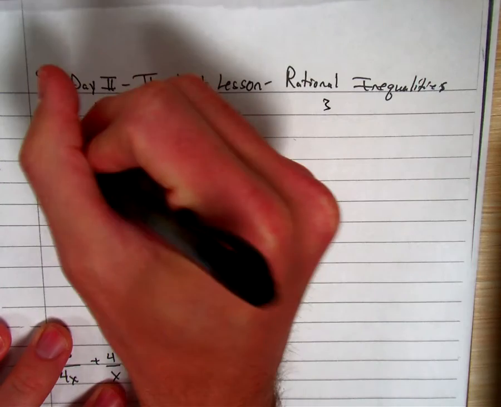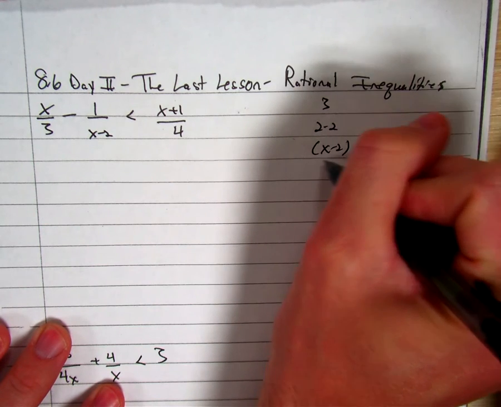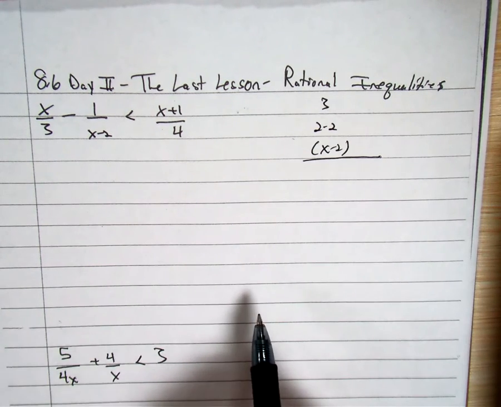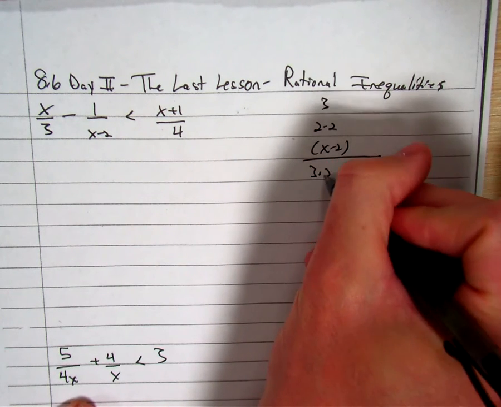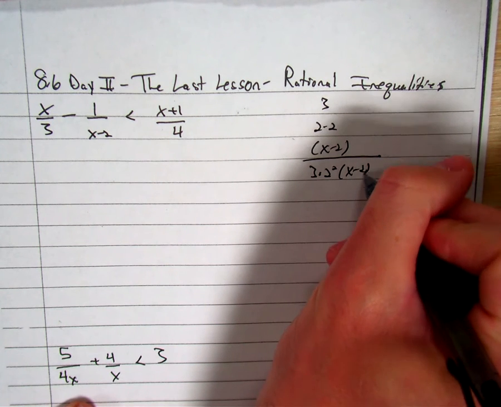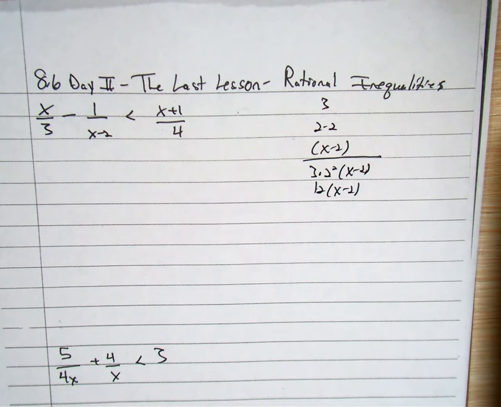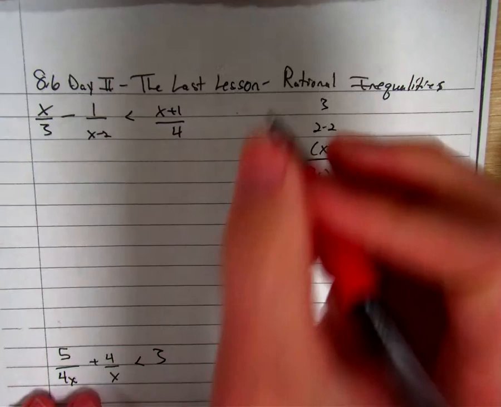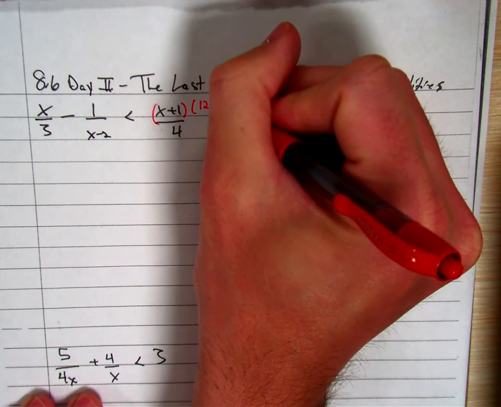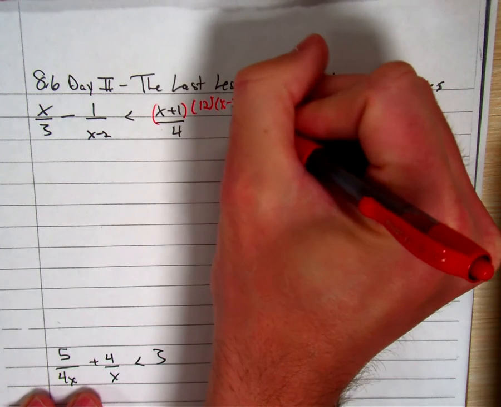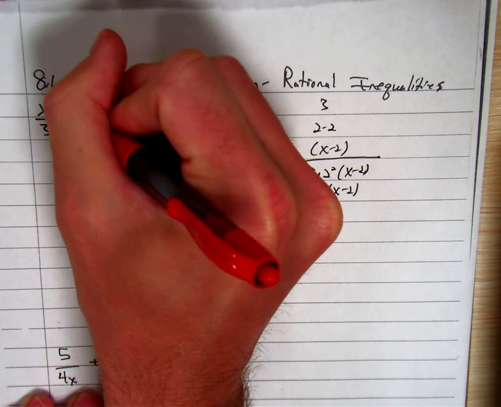We have a 3, we have a 4, which is 2 times 2, and then we have our x minus 2. Okay, there's no overlap here. We're going to have to use all of them. So we have our 3 times 2 squared times x minus 2. We're looking at a 12 x minus 2 to everything.